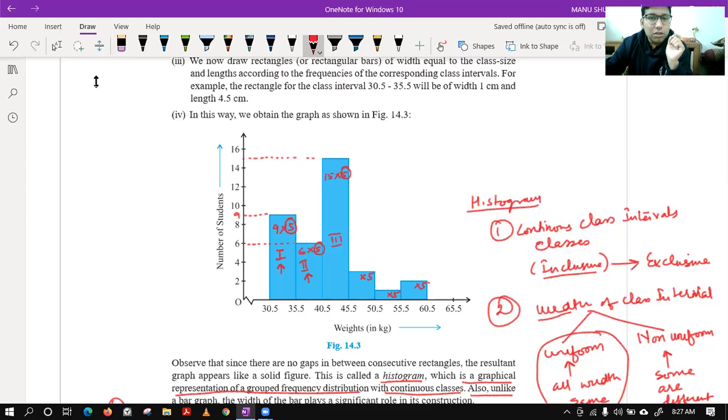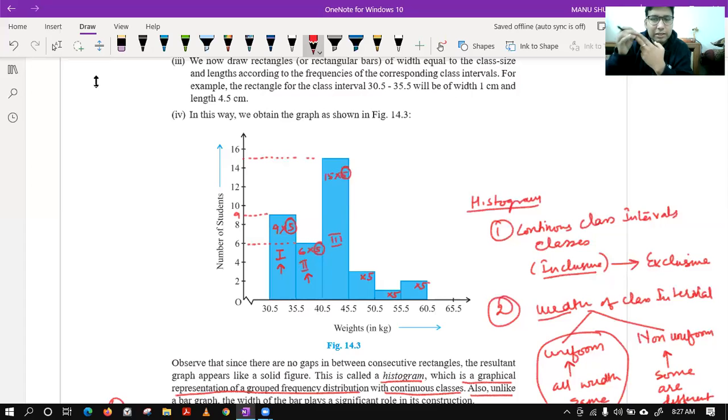So there are three conditions for a histogram. First, you should have continuous class intervals. If you don't have, you have to make it. Okay. First condition is clear. Class, please confirm. First condition is you should have continuous class intervals. If you are having inclusive ones, you have to make them exclusive using the ways we have learned before. This is the first condition.